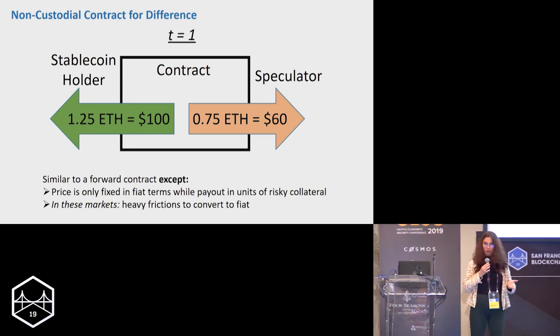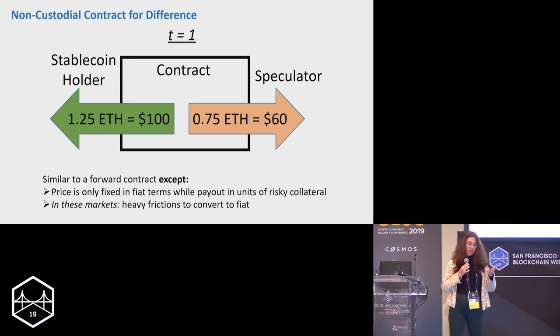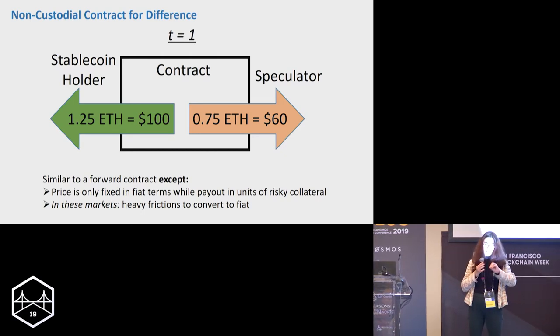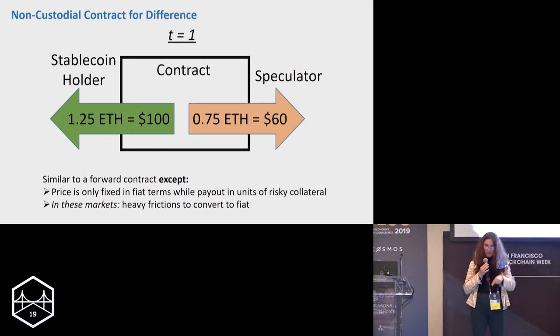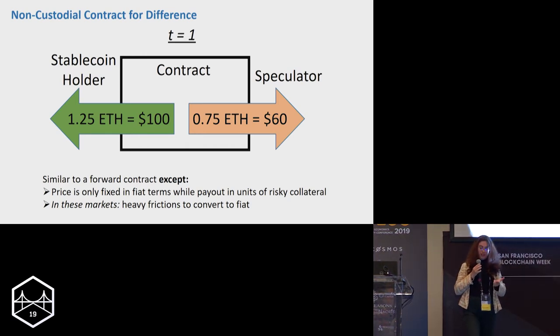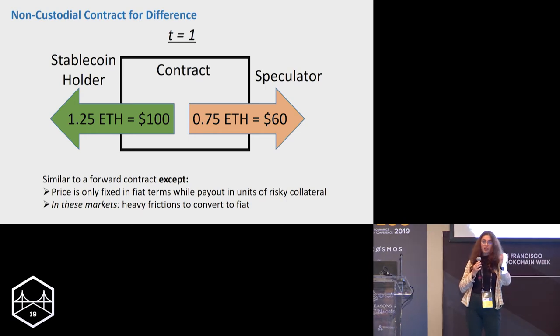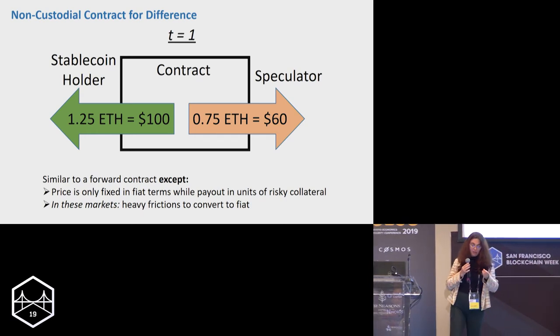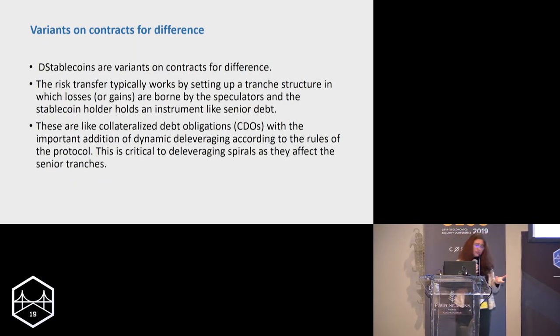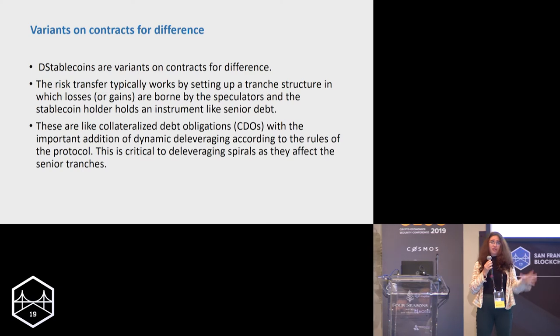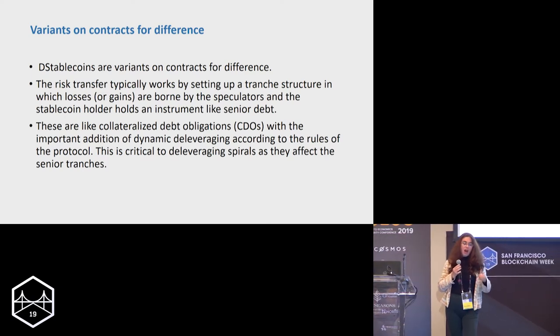Those are very simple contracts in financial engineering. They are similar to a forward contract, except that we do not have fiat currency circulating in the system, because there are huge frictions to doing that. So the price is only fixed in fiat terms, but the payout is in units of the risky asset. Okay? So now, what are stable coins? Stable coins are variants of this.